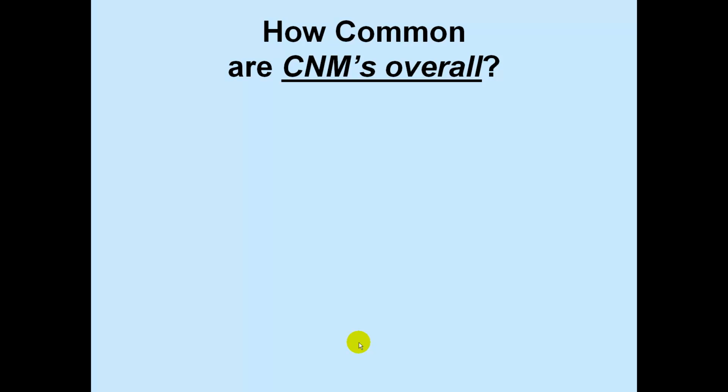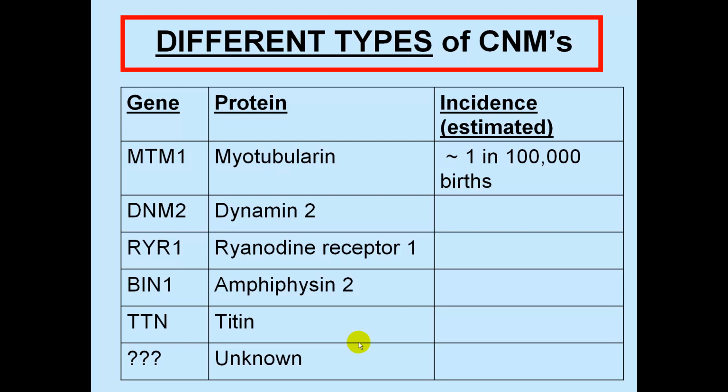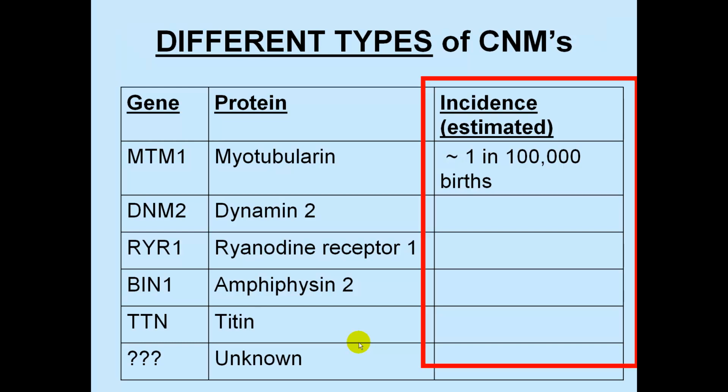So how common are the centronuclear myopathies overall? Well, for X-linked myotubular myopathy, we're talking about 1 case out of every 100,000 births, or maybe 1 case in a million as far as prevalence. For the other types of centronuclear myopathy, there's not great data. I may do another video specifically breaking down and estimating some numbers for those, but these would typically be felt to be less common than X-linked myotubular myopathy.